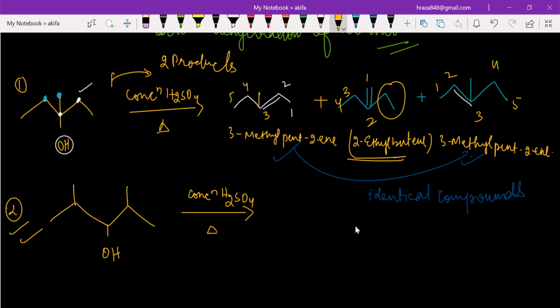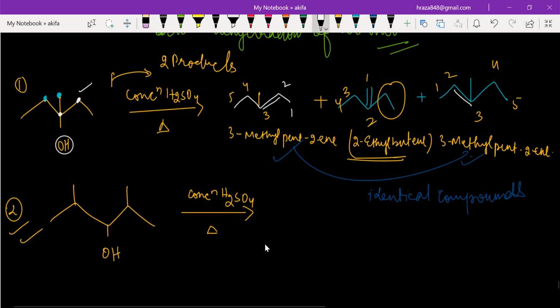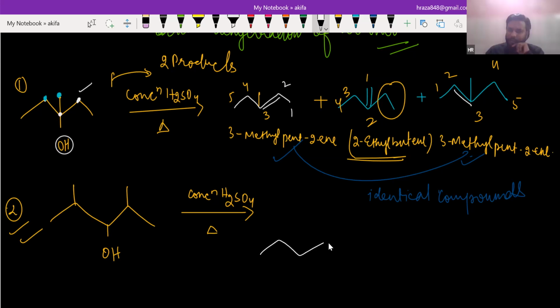2,4 methyl 2 pentene. How many products does this reactant have? Two identical. Two identical, that means only one product. You can see it will be like this, or the other will be like this, right? And both are the same, identical, so only one product.